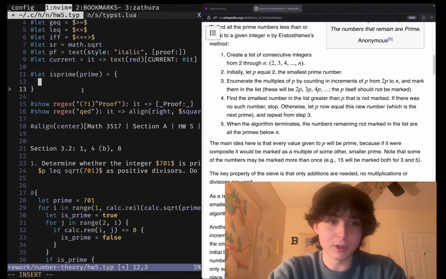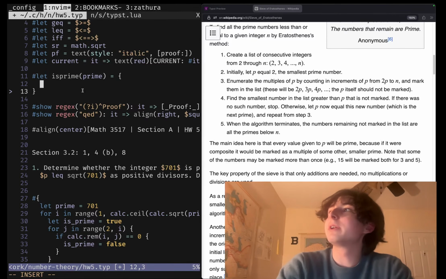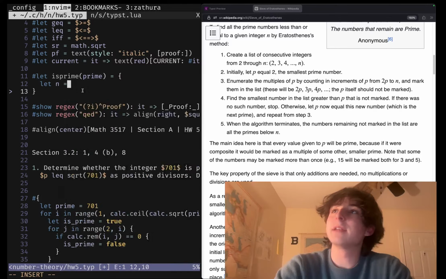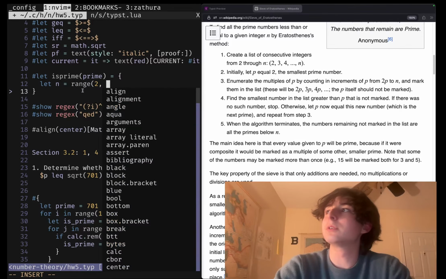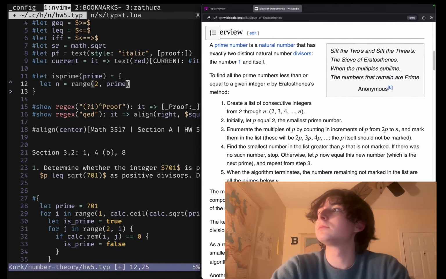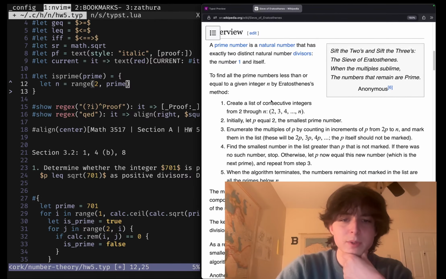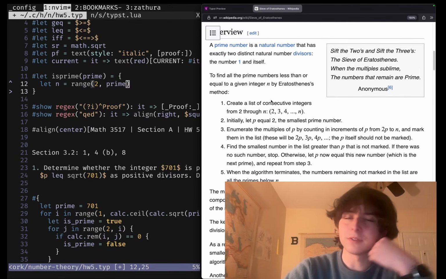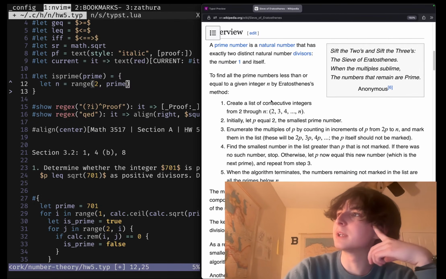Loop only up to square root of prime would be enough. Okay. So create a list of consecutive integers from 2. Okay. Let's call this n. Let n equal range 2 up to prime. Find all the prime numbers less than or equal to a given... Wait a minute. No, I just want to verify if something is prime or not. I don't want to find all the primes. What am I doing here?